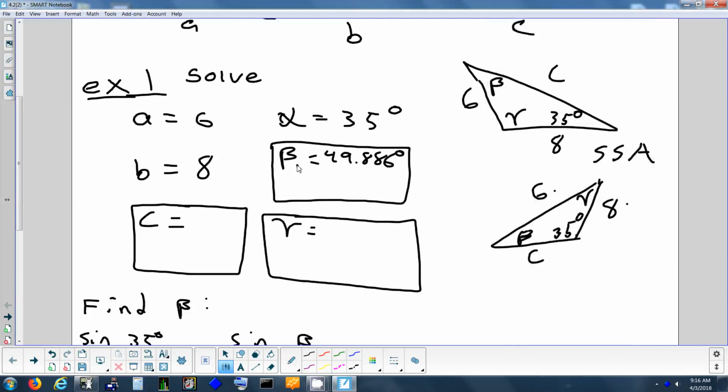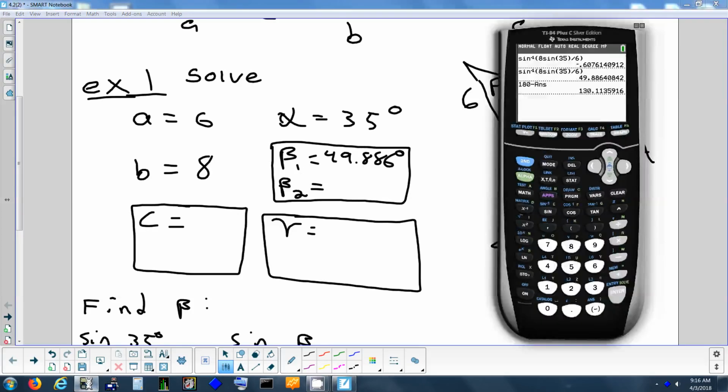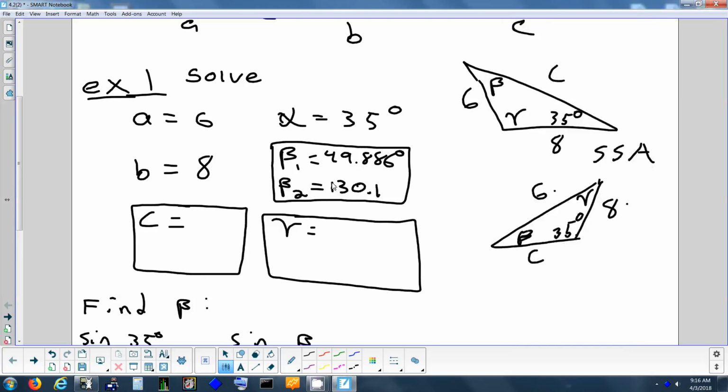I'm going to call the first one beta 1. Call the second one beta 2. And what was it again? 130.116. Okay, so first of all, questions on how I got the 49, the 130, and why it works this time? Wait, you got the 130 from minusing the 49 from 180? Yes. Okay.